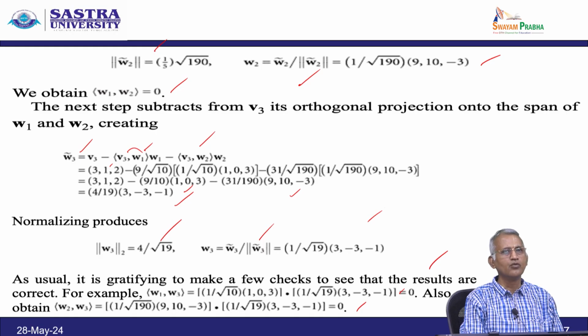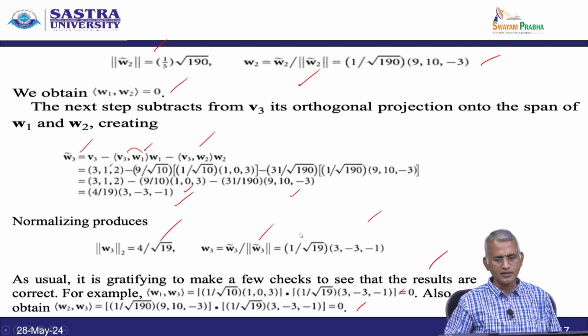Therefore, this is how to find the orthogonal vectors, one vector to another. This is called the Gram-Schmidt orthogonalization process.